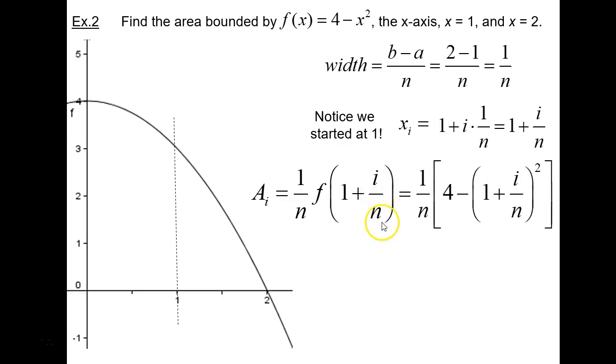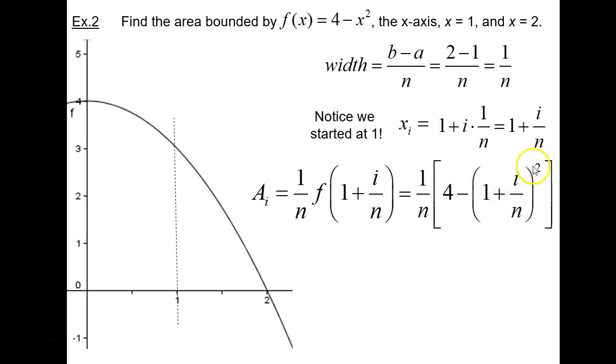1 plus i over n, we're going to plug that in to x in the original function. Well, the function was 4 minus x squared. So 4 minus x squared becomes 4 minus the quantity 1 plus i over n, squared. That's the x sub i expression. Now, I'm going to forgo the details here, but what we would have to do is FOIL this out. We'll do some more practice with this in class tomorrow, so we'll go through the algebra together.